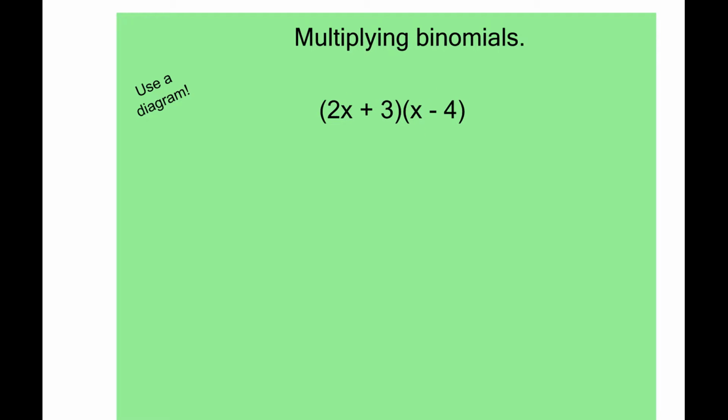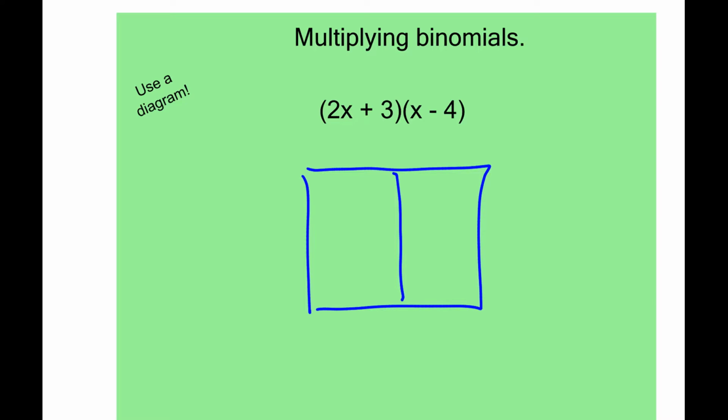There's a couple different ways that you can do this. The first way I'm going to show you is by using a diagram, or what I oftentimes call the box method. So when I set this up, I'm going to make a box. Since it's a binomial, it's going to be a 2 by 2 box. On one side, I'm going to put one of the binomials, 2x and 3. On the other side, I'll put the other one. It doesn't matter which one goes on the top and which one goes on the bottom, but you do have to make sure that you look at the signs. This was an x minus 4, so when I wrote it down, I needed to make sure it was a negative 4. Then I'm going to multiply it.